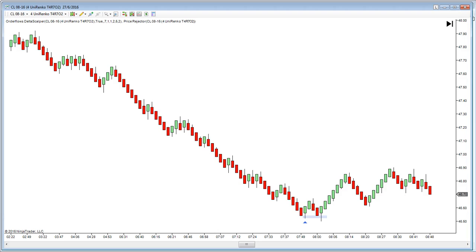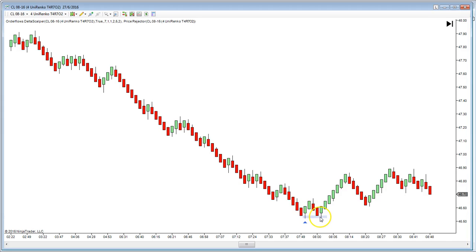Okay, well, real quick, since I got some time, I'm going to show you the crude oil. This is the August contract. This is a uni Renko chart, and on this chart, I've got two indicators. I've got the price rejector and the delta scalper, and it's a normal bar chart, so you can see how these things work on a normal bar chart. Now, the delta scalper is going to be these triangles: the up triangle for a buy and a down triangle for a sell, and also it draws out a support level for you, so you can see if this is going to hold as support.